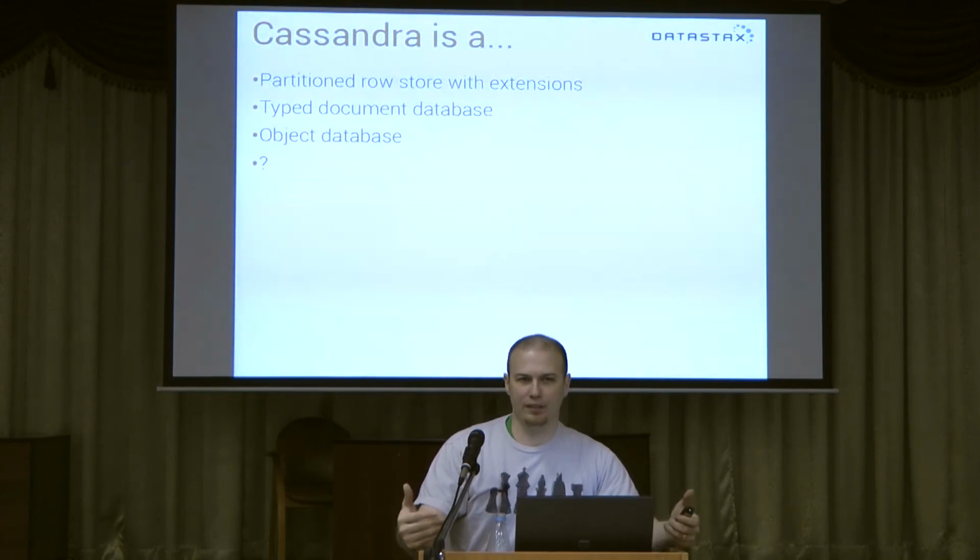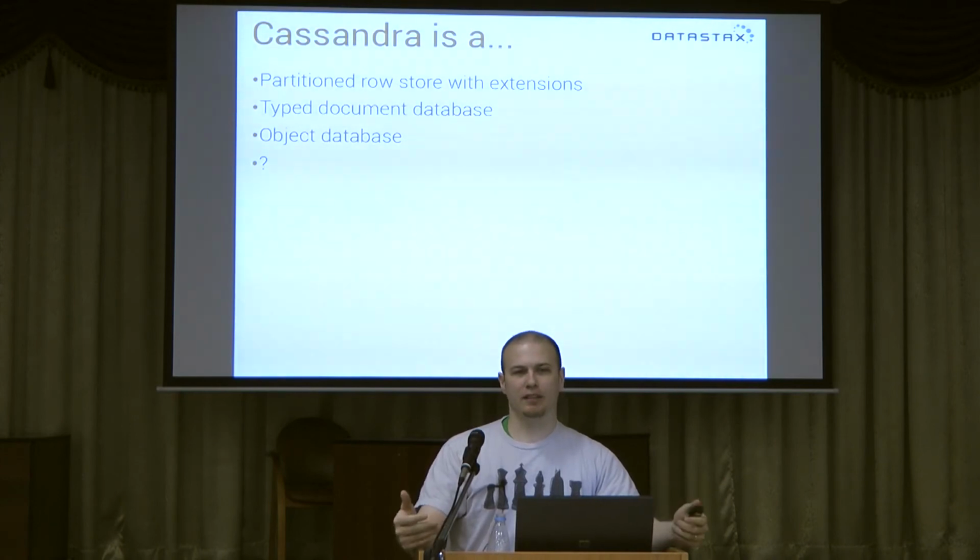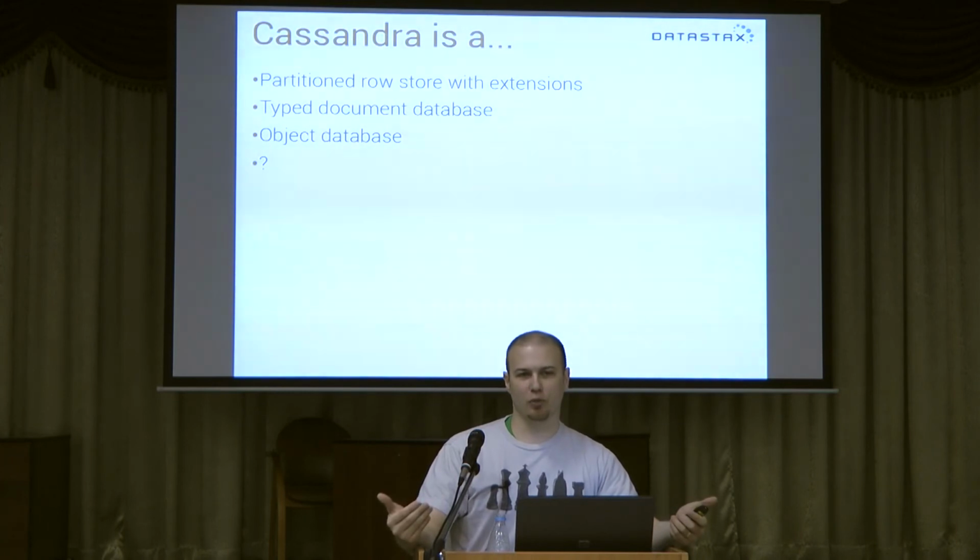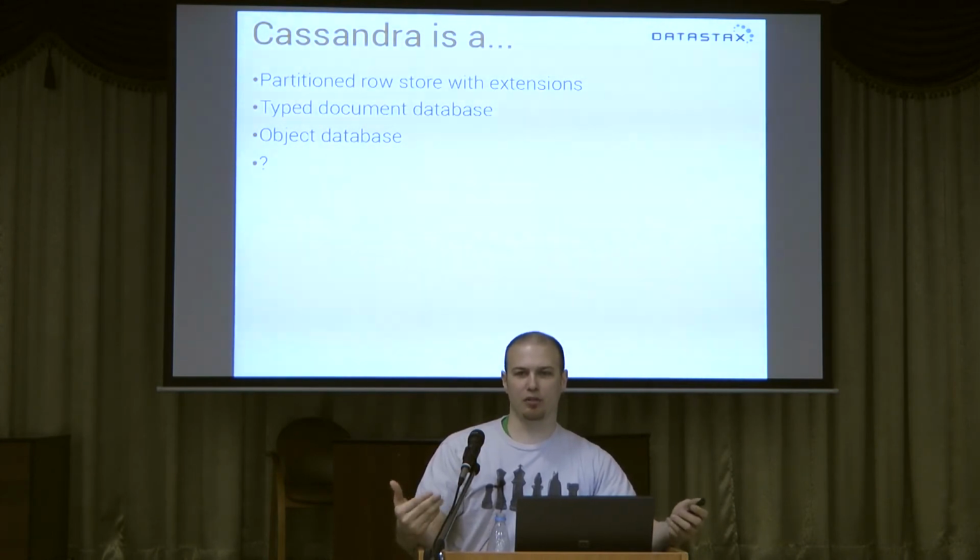So with these changes, we're blurring the lines a little bit of what Cassandra is. Yes, it's a partitioned row store. You have rows and columns, but columns can be maps as well as primitives. They can be user-created types as well as primitives.